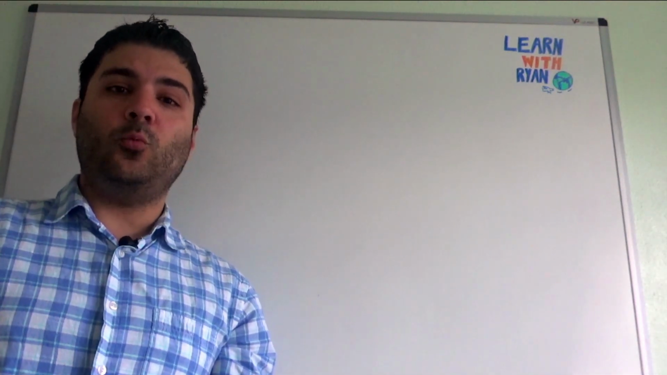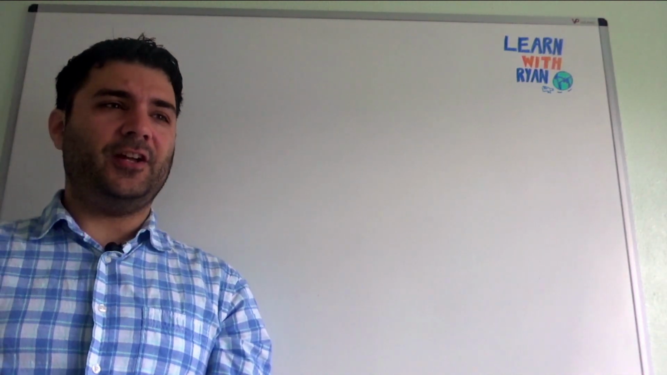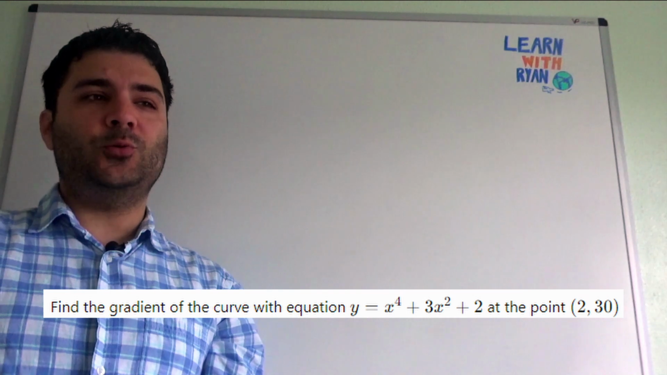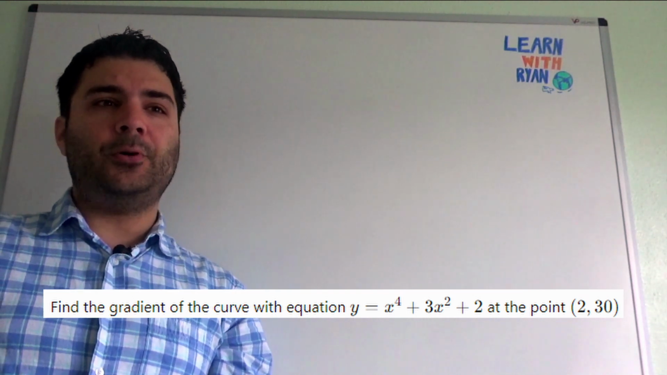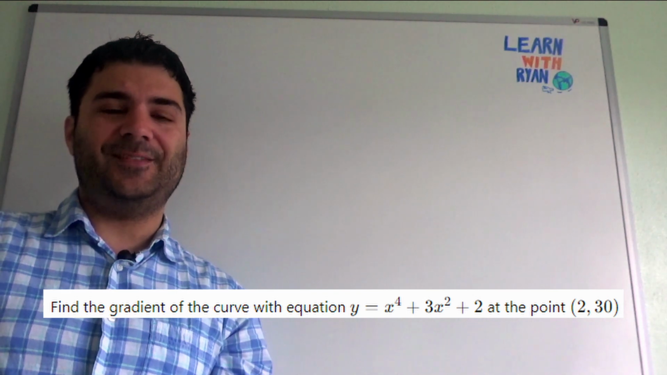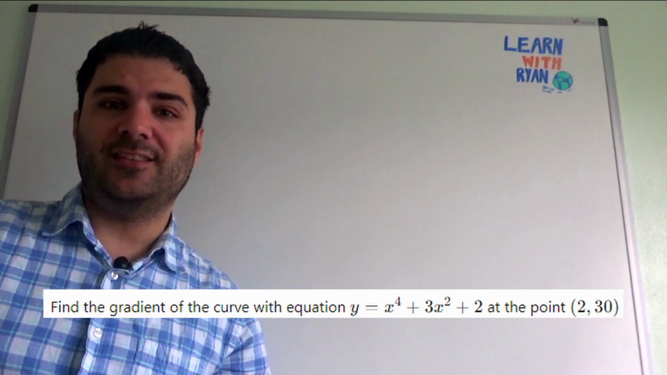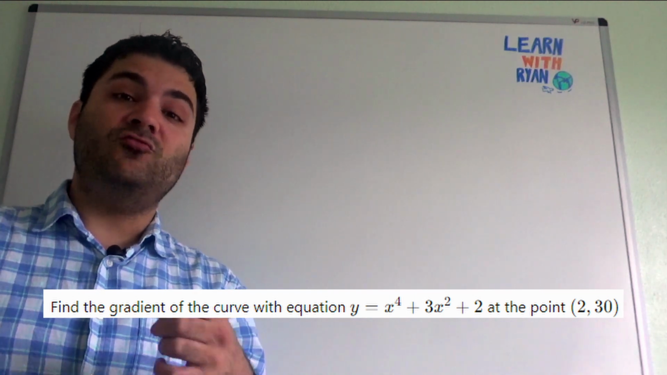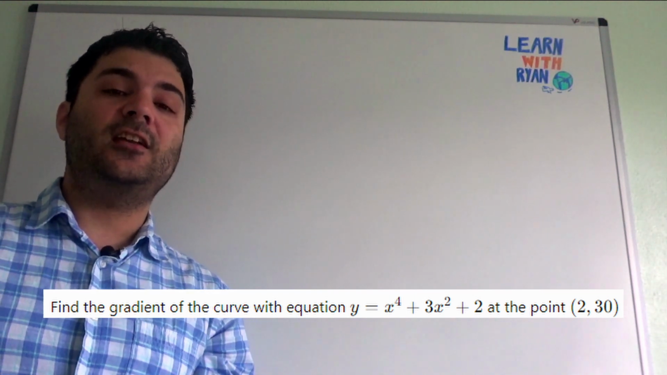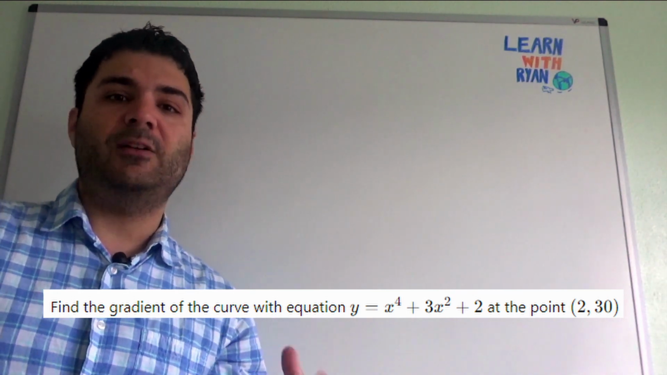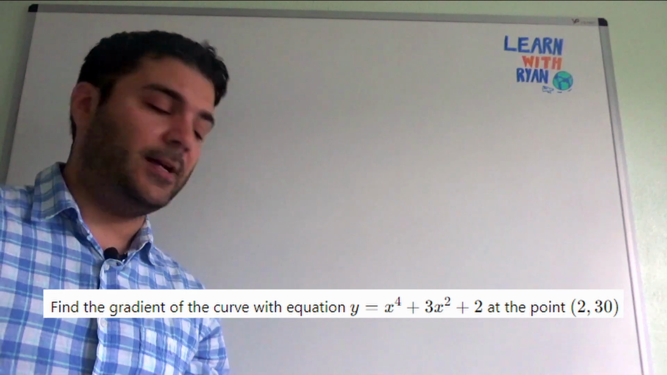Okay, let's have a look at one final example. Suppose we want to find the gradient of the curve with equation y equals x to the 4 plus 3x squared plus 2 at the point 2, 30. So remember from last time when we looked at introducing the derivative, when we find the derivative of a function, we're finding the gradient at a particular point on that curve that the function represents. So this is a typical differentiation problem we're dealing with.